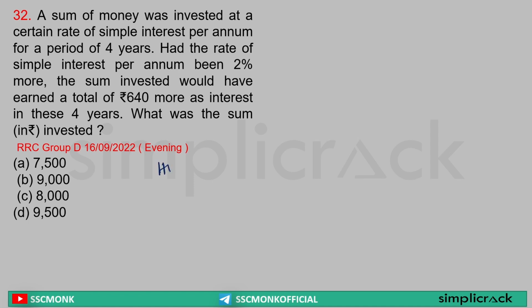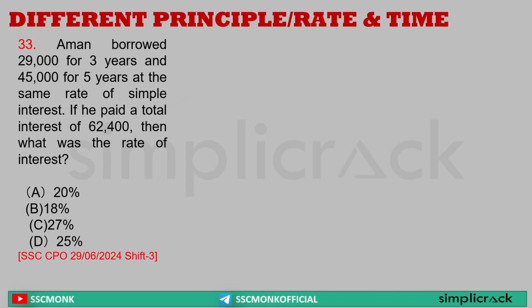So this is a homework. Very basic question. Same as the previous one. Different principal, rate and time. Aman borrowed 29,000 for 3 years and 45,000 for 5 years. If he paid a total interest of 62,400, then what was the rate of interest? Now the rate of interest is same in both the cases.